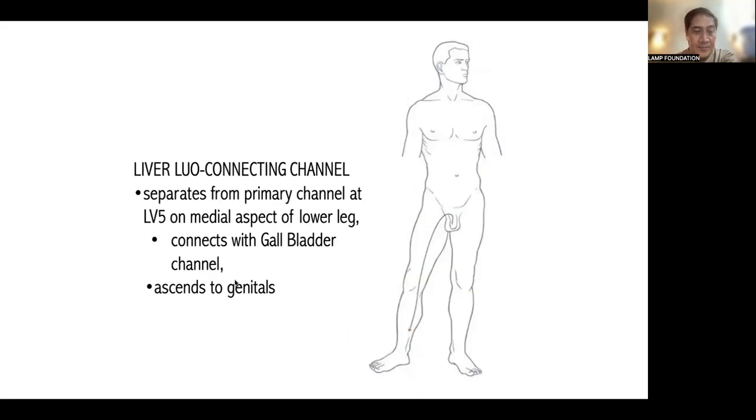Now, the luo channel of the liver, after it separates from the primary channel at liver 5, connecting with the gallbladder at GB40, a branch will proceed up the leg to the genitals. So what are the symptoms of luo channel excess? Colic. Are you familiar with colic? And when you have swelling in the testicles, okay? Or, yeah, orchitis, swelling. Okay, symptoms of luo channel deficiency. There will be itching in the pubic region. So this is the time where you have to do tonification.